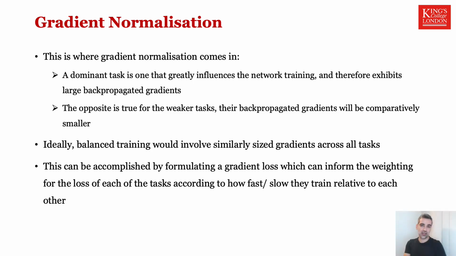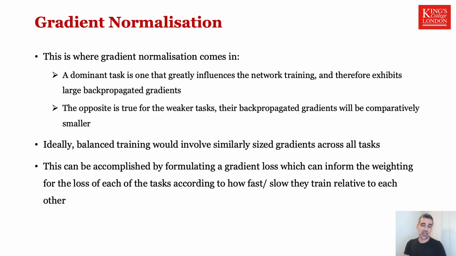Because the numerical value of the loss function itself cannot be trusted, what you can do is to use the gradient of that loss function instead. This is what gradient normalization is trying to do. So grad norm basically comes in a situation where there is one dominant task that greatly influences the training of that network. And because of that, when you're back propagating through the network, that is where most of the gradient numerical value is coming from, because that's the one that has the highest loss. And the opposite is true for the weaker task, obviously. So if a task is very weak, then the gradient is going to be very small comparatively.